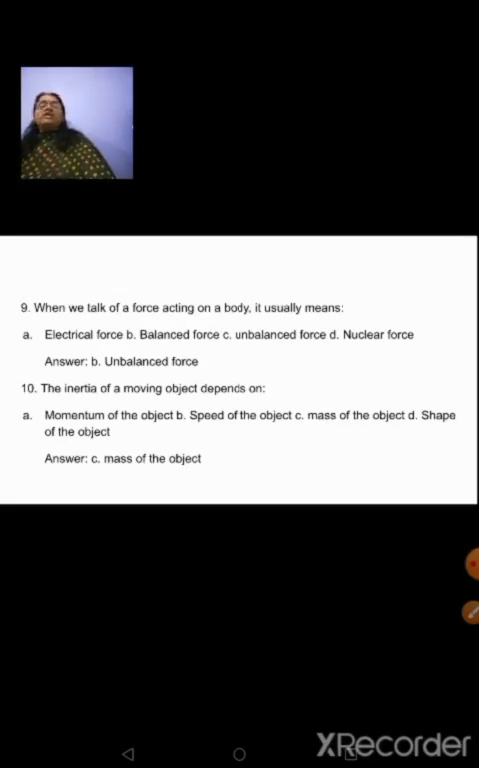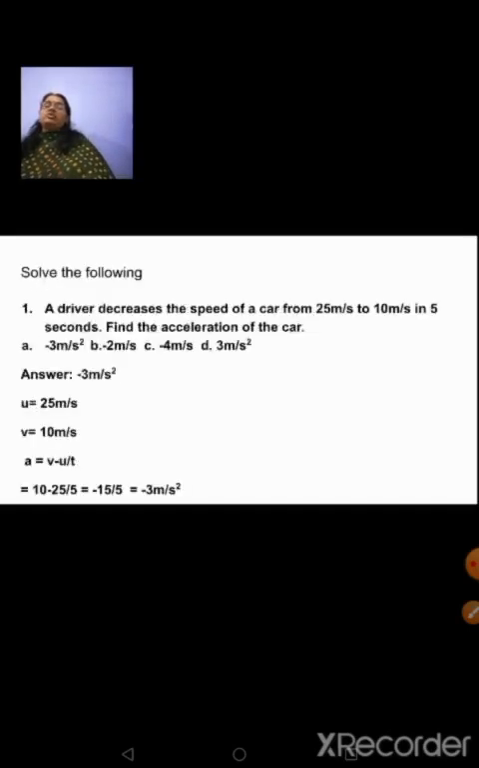Electrical force, balanced force, unbalanced force or nuclear force. When we talk, the shape of your mouth changes, right? So in that case it should be an unbalanced force. The inertia of a moving object depends on, we have discussed this, momentum of the object, speed of the object, mass of the object, shape of the object. Inertia of a moving body depends on the mass of the object. So the option would be C, mass of the object.